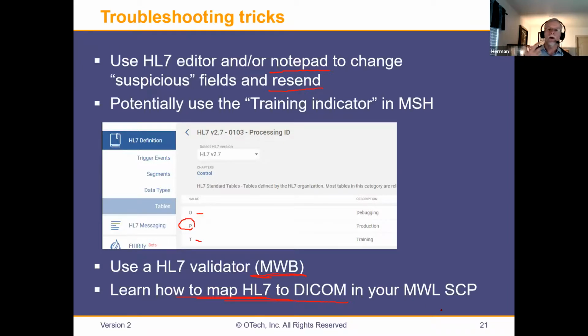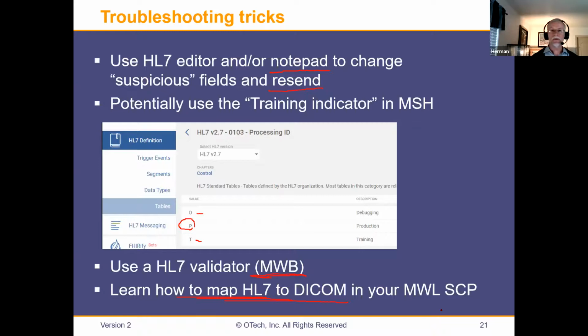So you don't always have to call the vendor, because every time you have a new modality, you might need to do some mapping. That modality might require information in certain fields as well. Or anytime you have a new version of the HL7 interface that comes along with a new upgrade of your EMR or your information system. So I really strongly recommend learning how to map HL7 into DICOM.